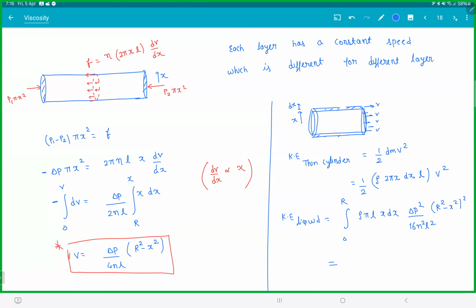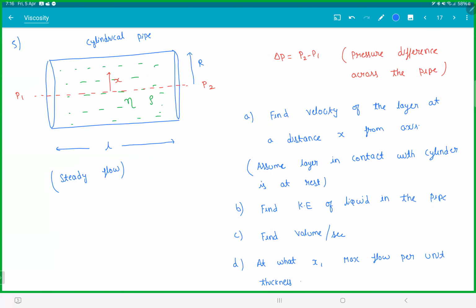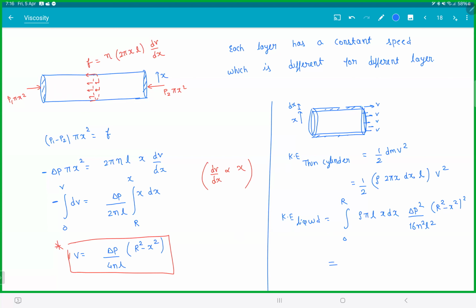The question is still not over. The third part: how much liquid is coming out per second? That's the main one actually. Try. Let's calculate that. Find the amount of liquid that is flowing out of the pipe every second.